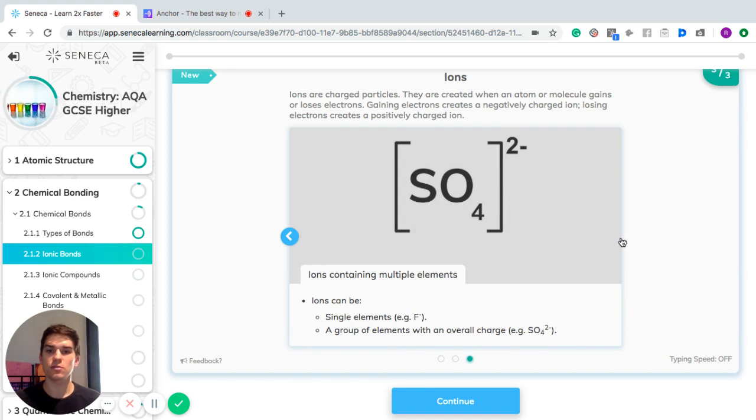Now, ions can also contain multiple elements. So, for example, SO4 is an ion and it's got a 2 negative charge. So you can have a single element with a charge, for example, fluorine is F minus, or you can have that SO4, a group of elements with a 2 minus charge.